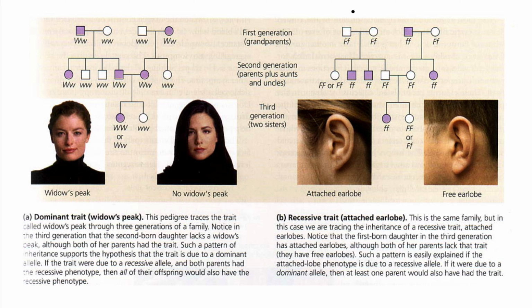In the recessive traits, on the other hand, on the right-hand side, you can see that two individuals who don't have a particular phenotype can have an offspring who does have that phenotype. And that's because those parents are heterozygotes. They are carriers, so they can hide the recessive phenotype, which can then emerge in their children.